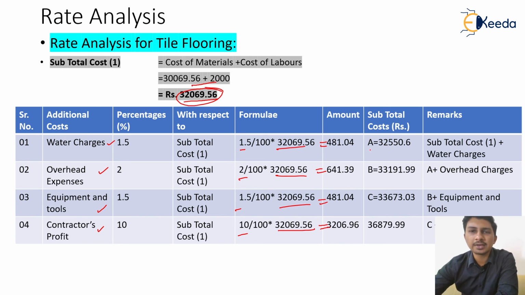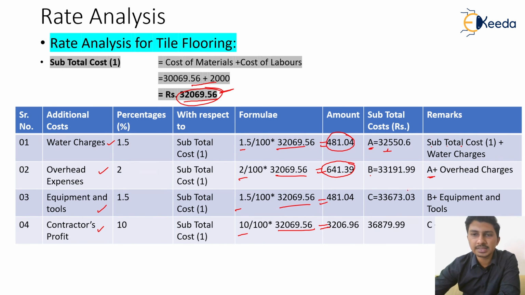Now how are we going to calculate the value of A? A is equal to, as written over here, subtotal cost 1 plus water charges. This is the water charges, so we calculate the quantity of A. Now we calculate B. B is equal to A plus overhead charges. Overhead charges are 2% of the core value. Then similarly, C is equal to B plus equipment and tools, and the final total amount that we are going to need is equal to C plus contractor profit. This is the contractor profit.